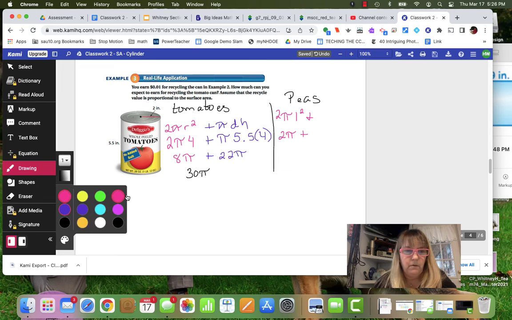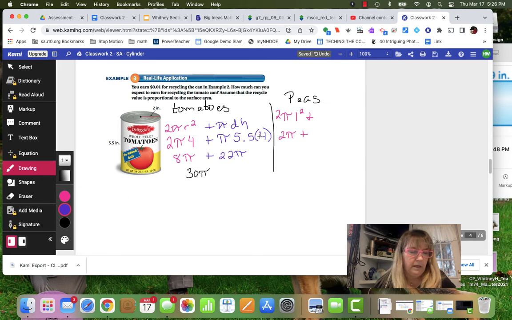Okay, now the lateral surface of the peas is pi times the diameter, which is 2, times the height, which is also 2. So when I multiply that, I get 4 pi. And when I add them together, I get 6 pi.